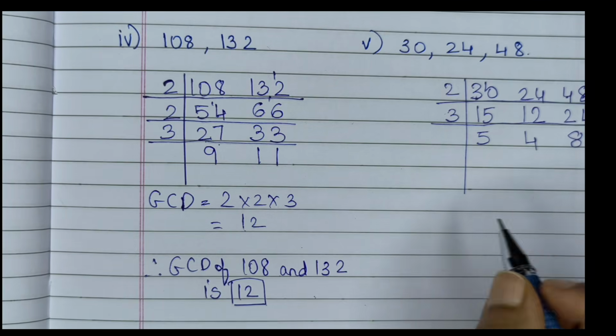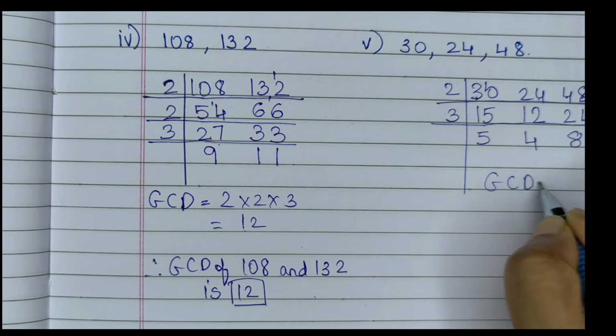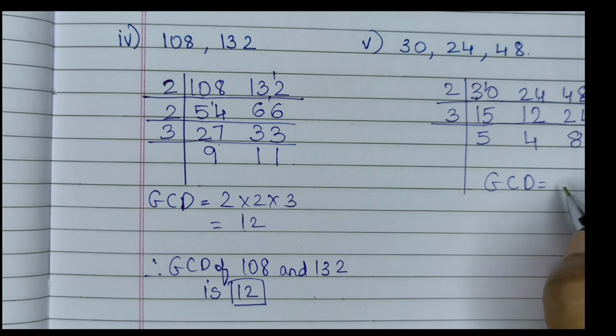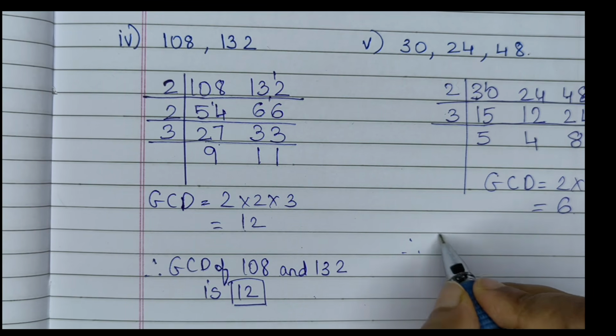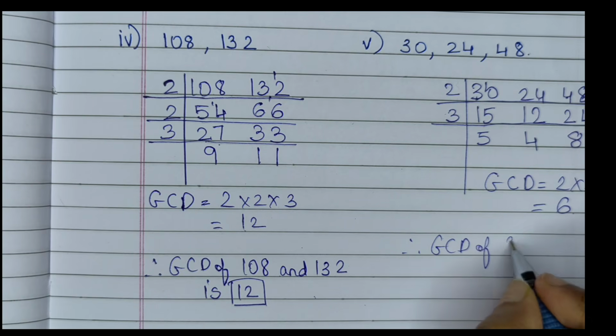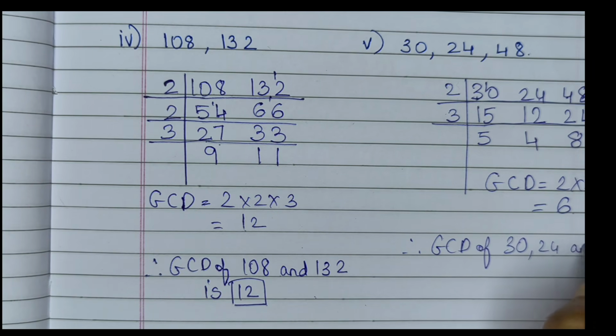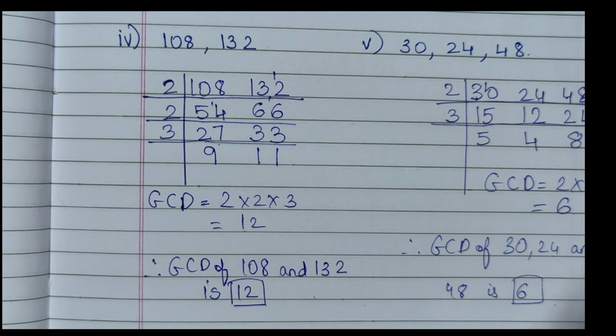So these only are our GCD. So GCD is equal to 2 and 3. 2 multiplied by 3, that is 6. Understood? So we can write therefore GCD of 30, 24 and 48 is 6. Understood here?